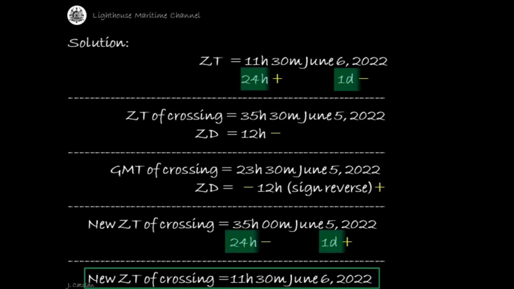Okay, I need to answer your questions one by one. Why do we add 24 hours to ZT? And why do we subtract 1 day from the date? Well, it is because ZD is greater than the ZT, so we need to borrow 1 day to add the hours. Then why do we subtract 24 hours here and add 1 day to the date? Well, it is because the hours exceed 24 hours, so we need to subtract 24 hours, and then add 1 day to the date.